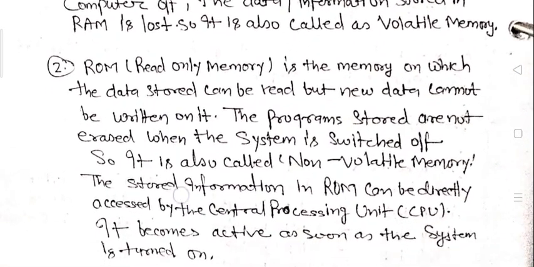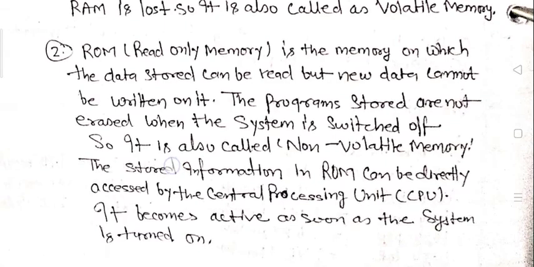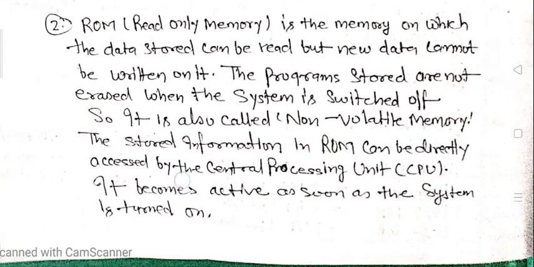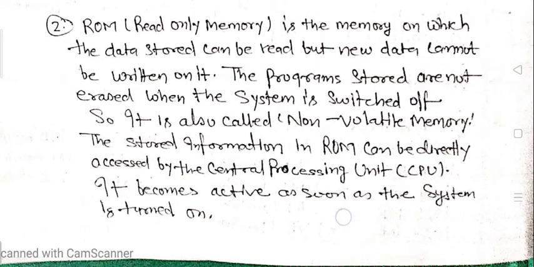so it is also called volatile memory. ROM, read-only memory, is the memory on which the stored data can be read, but new data cannot be written on it. The programs stored are not erased when the system is switched off, so it is also called non-volatile memory. The stored information in ROM can be directly accessed by the CPU. It becomes active as soon as the system starts.